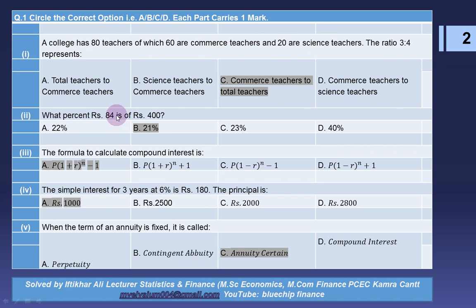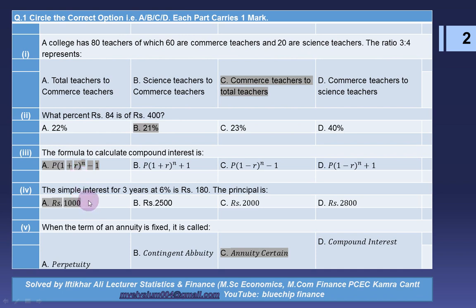MCQ number 2, what percent rupees 84 is of rupees 400? Correct option is 21%. Simply divide these two and multiply by 100. The formula to calculate compound interest is, option number 1 is correct, P multiplied by (1 plus R or I) raised to power N minus 1.